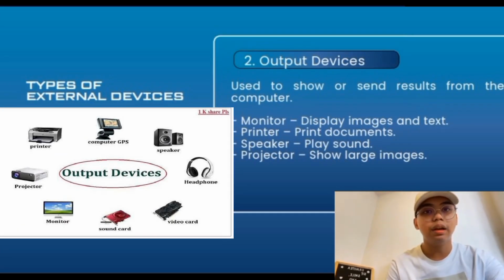And then second is output device. This device allows the computer to output information to the user.